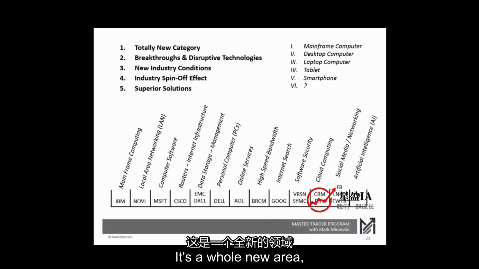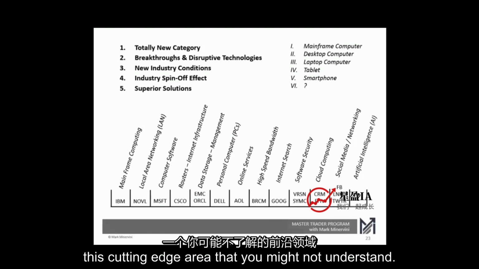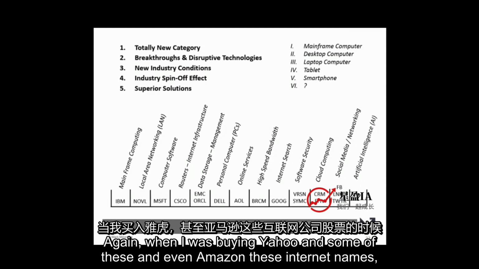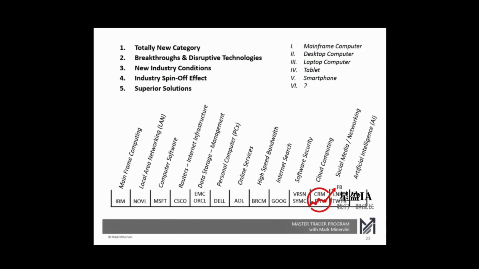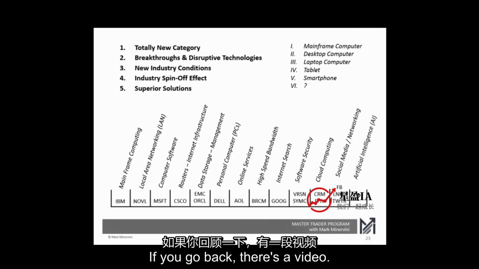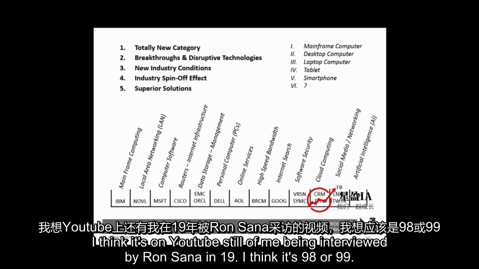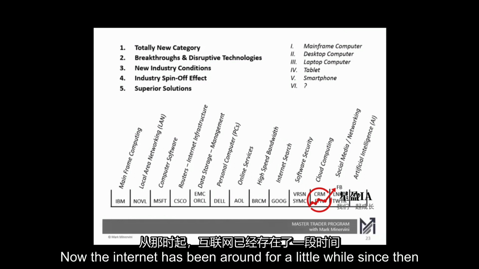It's a whole new area. It's this cutting edge area that you might not understand. Again, when I was buying Yahoo and some of these, and even Amazon, these internet names, if you will, at the time, the internet, if you go back, there's a video, I think it's on YouTube still, of me being interviewed by Ron Insana in '98 or '99. Now, the internet has been around for a little while since then.